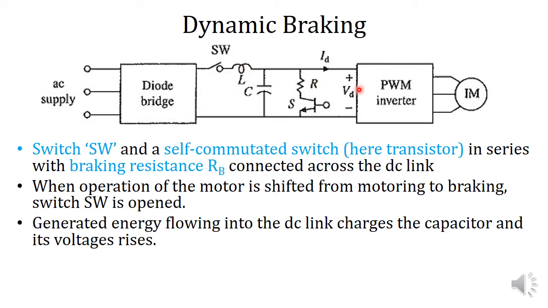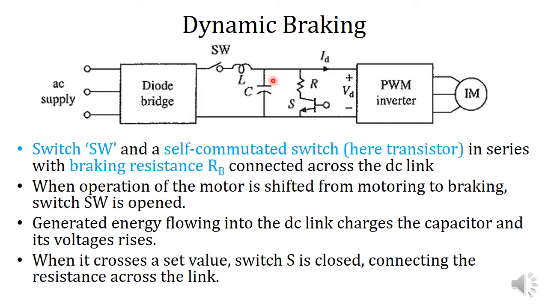So when the motoring operation is shifted to braking, then power flows in the negative direction, and the energy generated by the induction motor during braking will be used to charge the capacitance. Since the current is flowing in the negative direction, the capacitor will be charged, but the capacitor voltage will be continuously monitored. When the capacitor voltage crosses this set value, a predefined value, then the switch S will be closed.